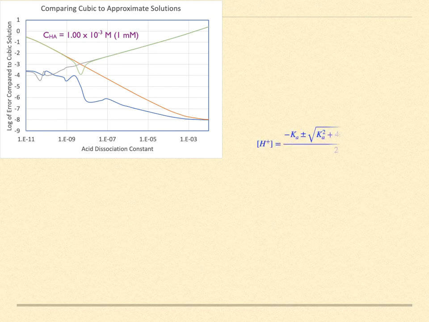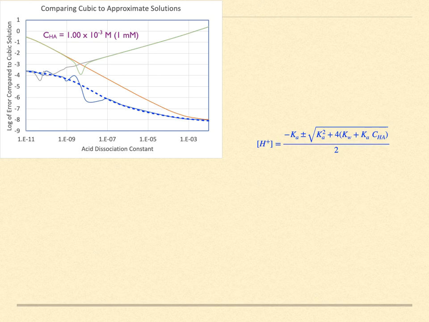Here's the quadratic solution, which includes Kw. We can view this as the most complex approximate solution. It corresponds to the blue curve. For the strong weak acids, its error is in the parts per billion range. It is an excellent approximation. As the acid strength decreases, its error rises into the parts per million range, but it is always a very good approximation. When seeking about 3 or even 4 significant digit precision, this approximation works fine across the entire range of Ka.